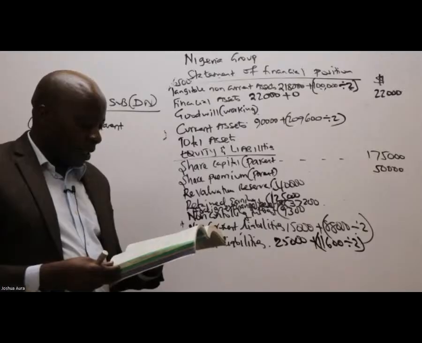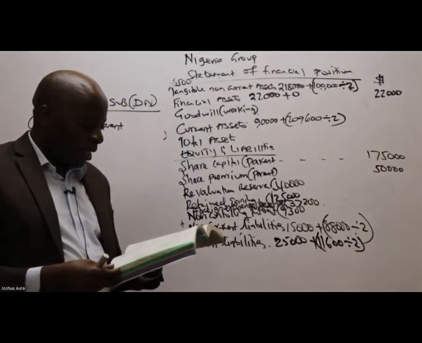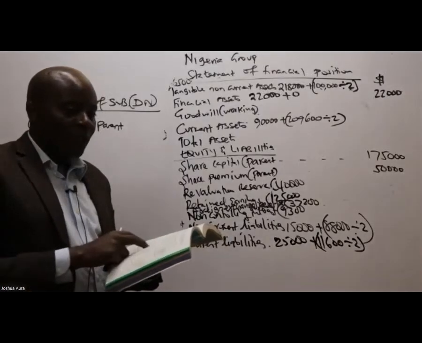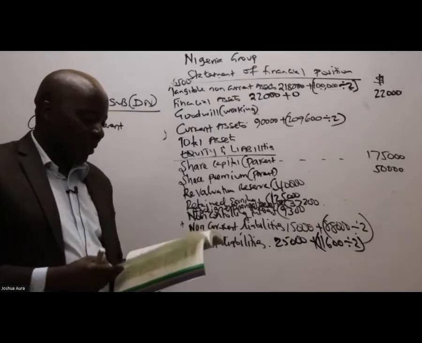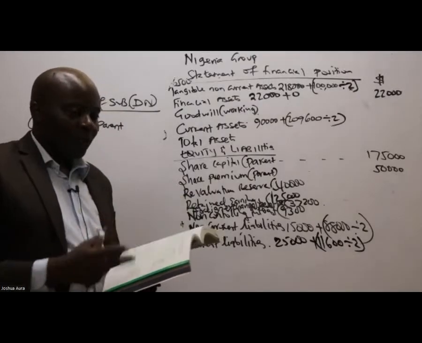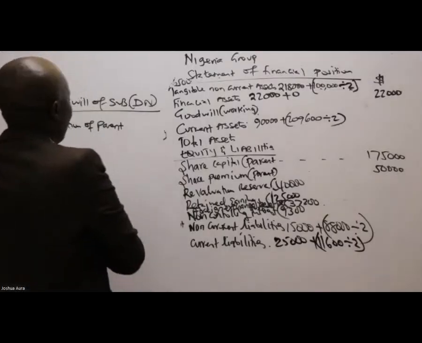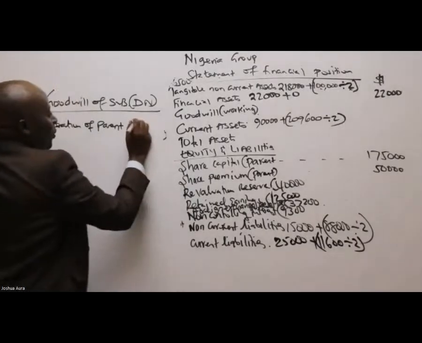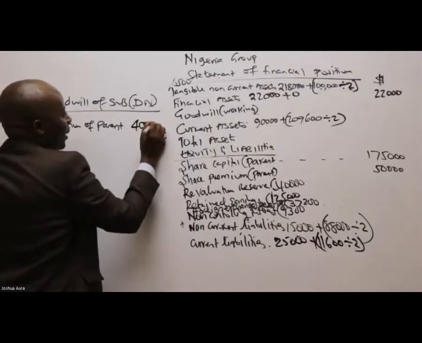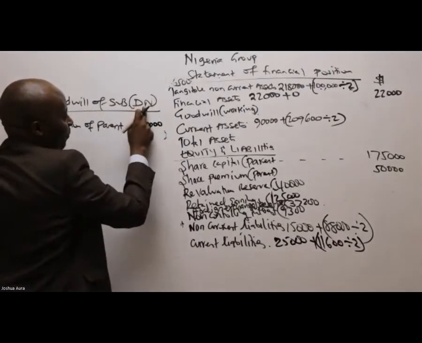Have you been given the parent? The parent in this case paid how much for the subsidiary? They're not talking to me. Perhaps they don't have the question. So Mary tells me the parent paid 400,000. The parent paid 400,000. And this has to be in terms of DN.